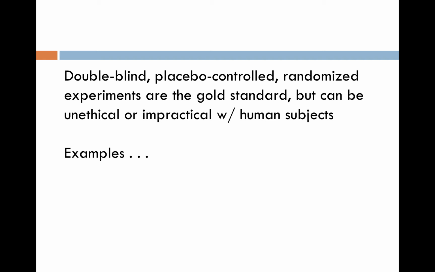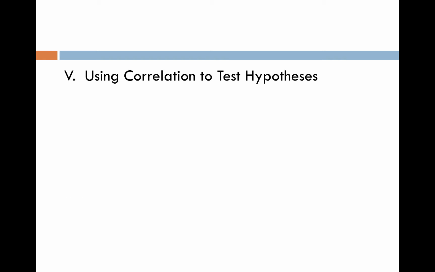Another example of an unethical study that would be double-blind, placebo-controlled, and randomized would be a study on different types of cancer treatment like chemotherapy. You would not give one group a placebo for that cancer treatment because that is not going to treat their cancer. It'd be unethical for a group to think that they were going to receive cancer treatment when they're actually receiving a placebo. So in those cases, you can use correlation studies to test your hypothesis.